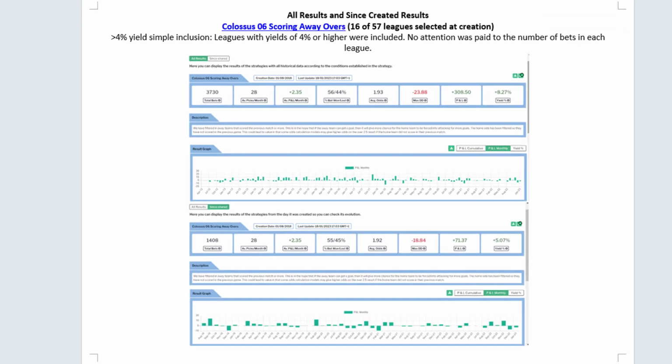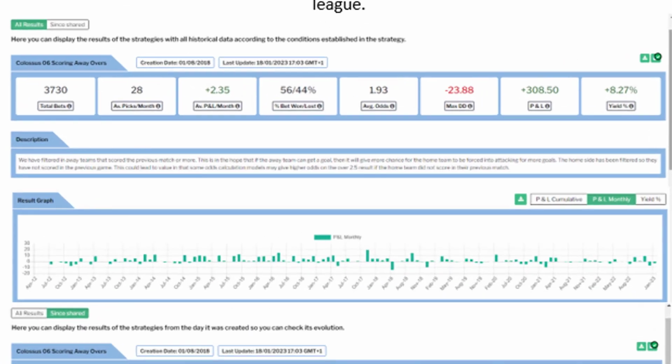So first of all, this is the original strategy, the Colossus 06 scoring away overs that I created 4 years ago, with the very simple, just cut out the leagues that have yields under 4%. And here, this top chart, that's the total results from all 10 years. So from running this strategy for 10 years, applying it to all 10 years of data in the database, it has made a profit of 308 points with a yield of 8%.